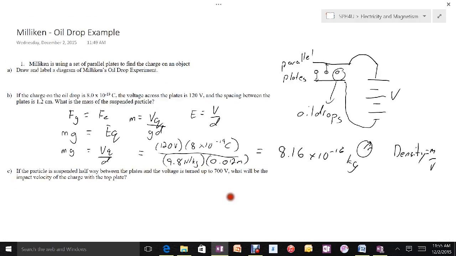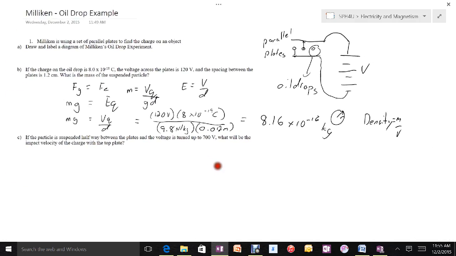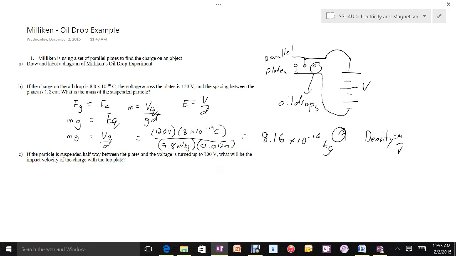Now let's do something a little different, where we're going to let this particle accelerate all of a sudden and see what happens. If the particle is suspended halfway between the plates and the voltage is turned up to 700 volts, what will be the impact velocity of the charge with the top plate? Because the electric field between the plates is constant, I can use a forces approach to this problem and use my 5 equations of motion, because with a constant force I'll get a constant acceleration, so that'll all work. My force here is going to be equal to EQ.